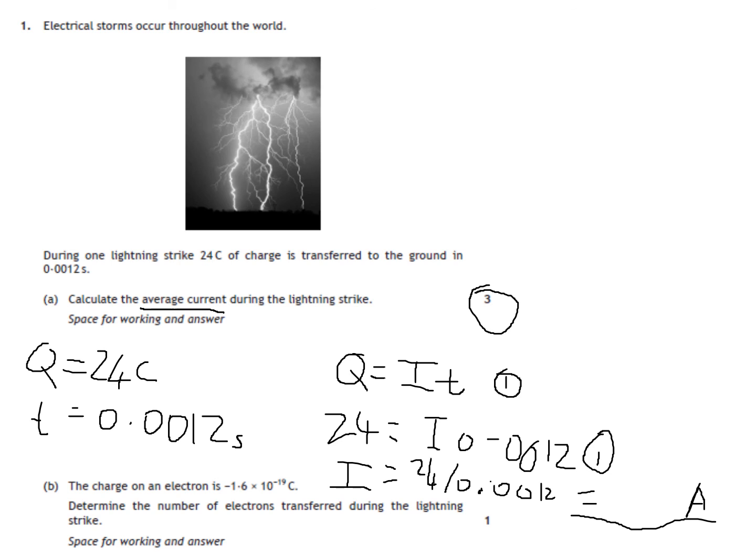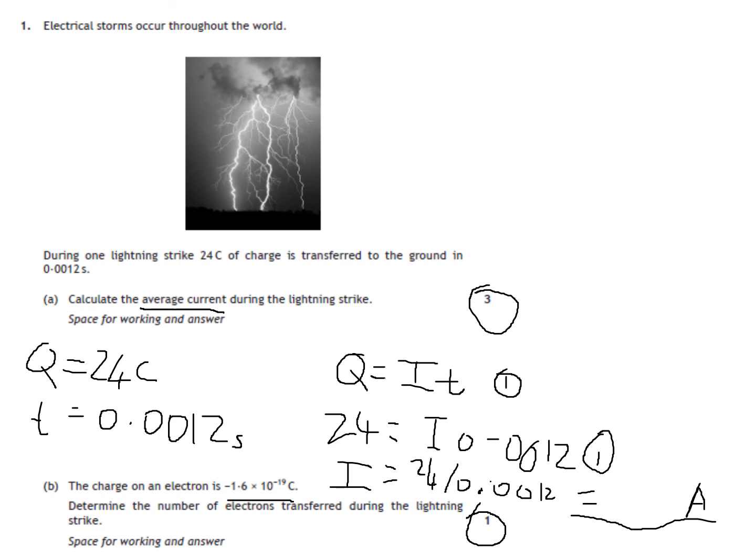B, the charge on an electron is minus 1.6 times 10 to the negative 19 coulombs. So notice we're going to use our standard form here. Determine the number of electrons transferred during the lightning strike. Okay, so this is a bit of an odd question. It's only worth 1 mark, and to me, this isn't really anything to do with physics. This is more of a maths question, okay? Because it tells you how much charge 1 electron has, and it's asked you how many electrons there are. So there's really no equation for this.